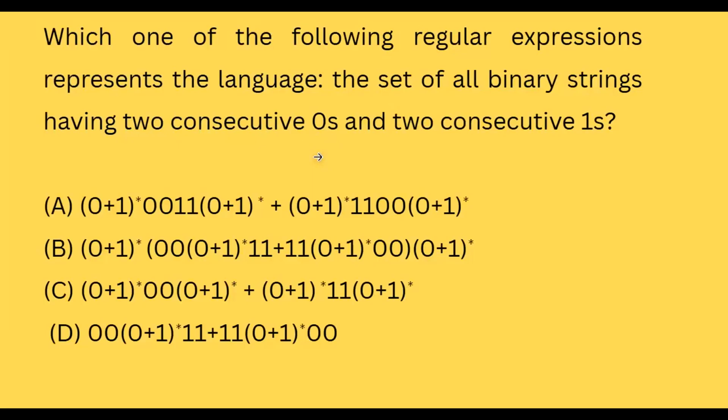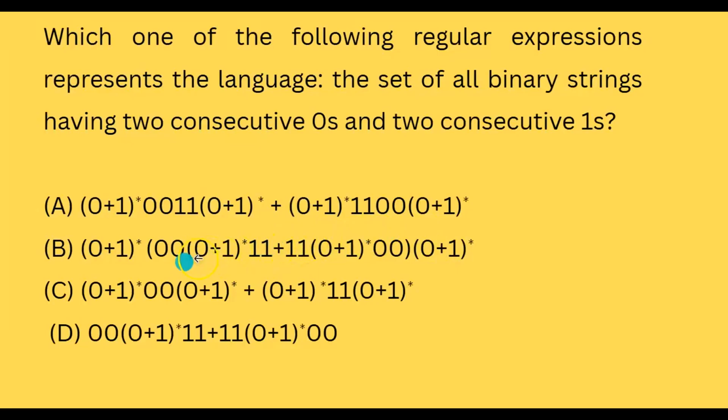So option A is not the right answer. But if we take option B, the asterisk means 0 or more zeros or ones. So that is correct. Now the pattern 0 0, 2 consecutive zeros, and you can have any number of zeros and ones. Then you can have the pattern 2 consecutive ones, again any number of zeros and ones, then the pattern 2 consecutive zeros, again any number of zeros and ones. So B seems to be correct.